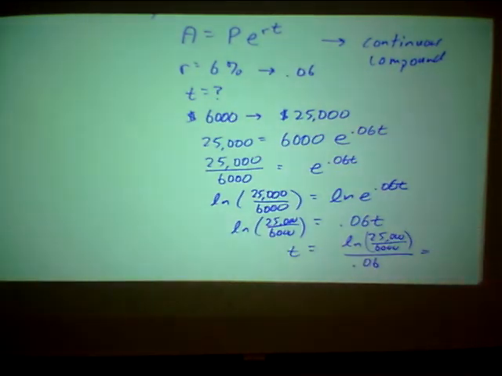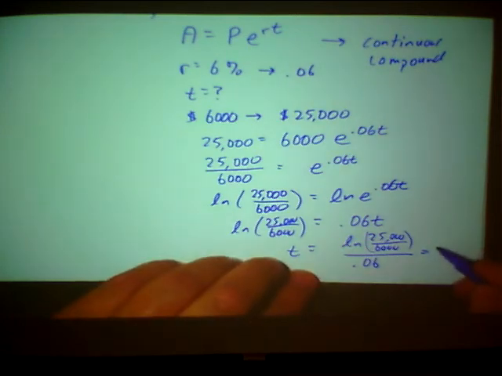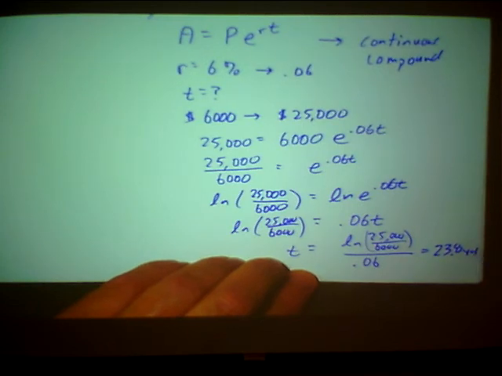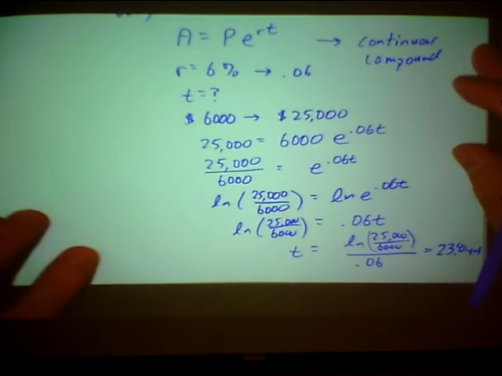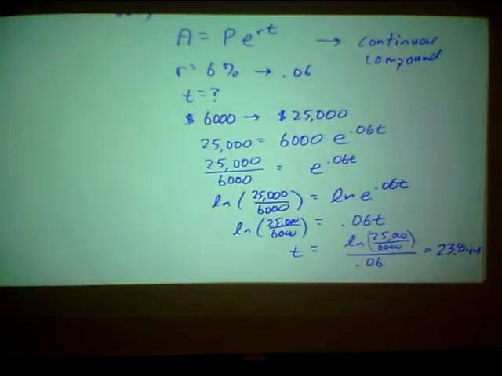And once again, now I have to grab my calculator, and I take 25,000 divided by 6,000. Then I take the natural log of that and divide that by 0.06. And I end up with 23.8 years. So it looks like it would take almost 24 years for the money to grow from $6,000 to $25,000.